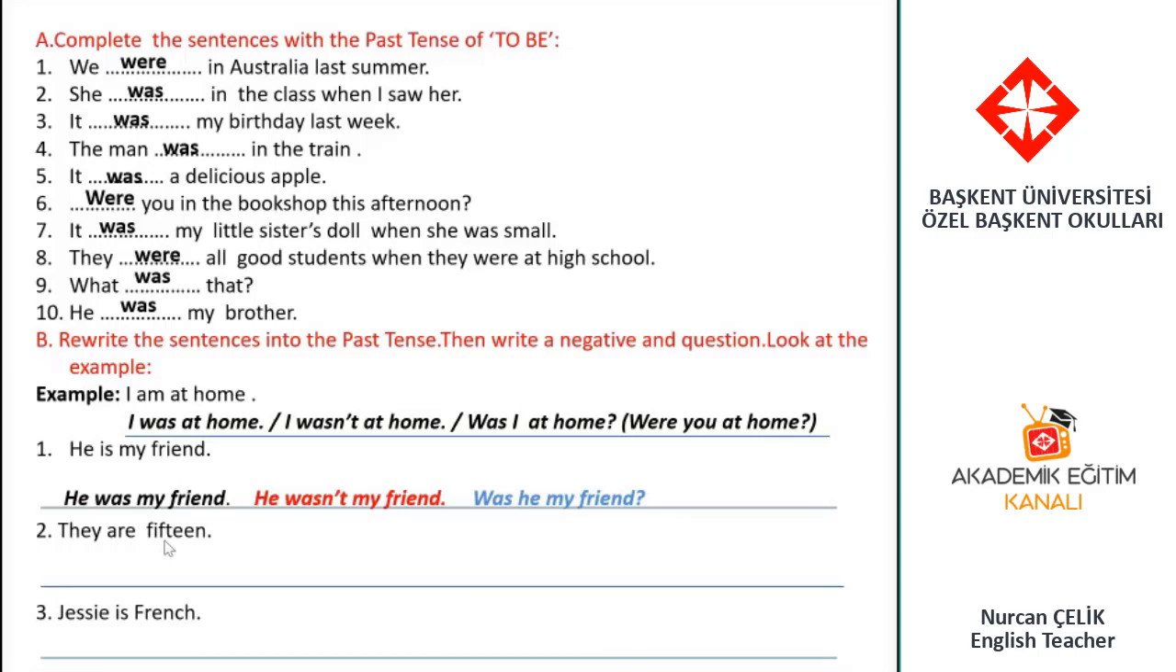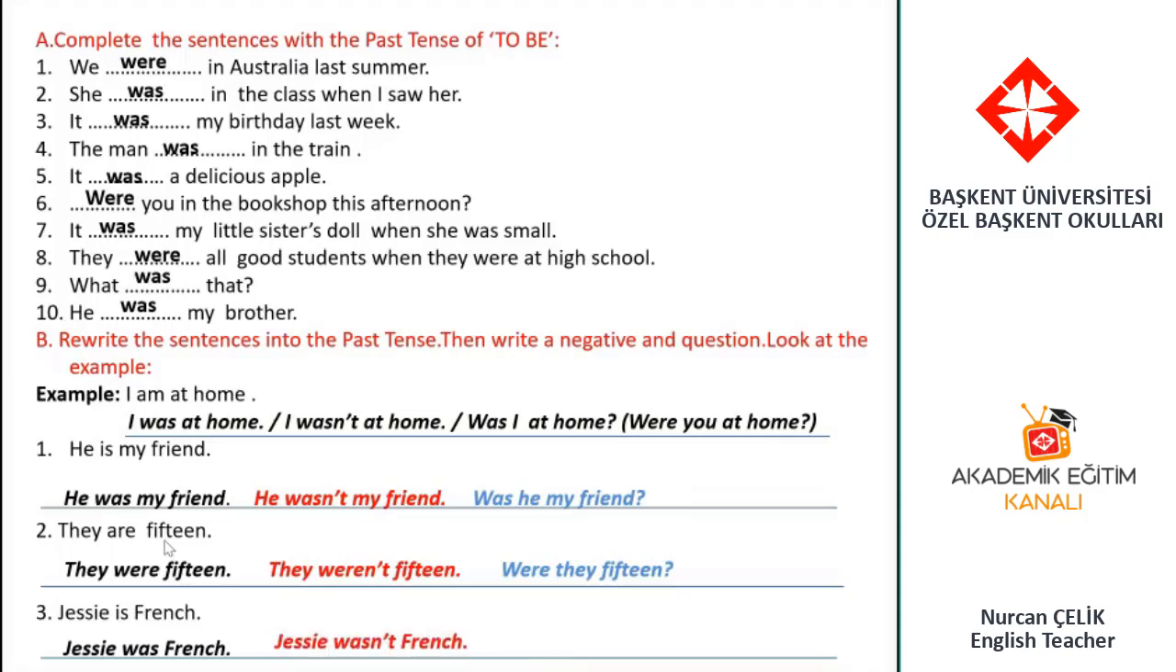Very well, students. And second one, they are 15. They were 15 when we make it in the past. They weren't 15 when we say it in the negative. And in question, were they 15? Jessie is French. Jessie was French. Jessie wasn't French. Was Jessie French? Well done.